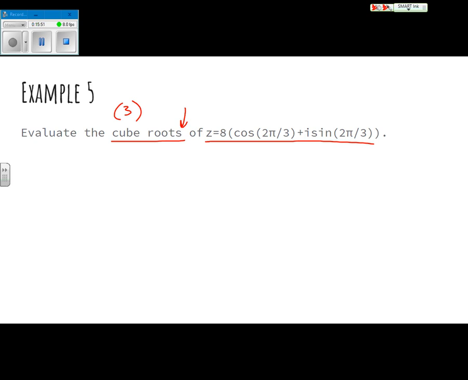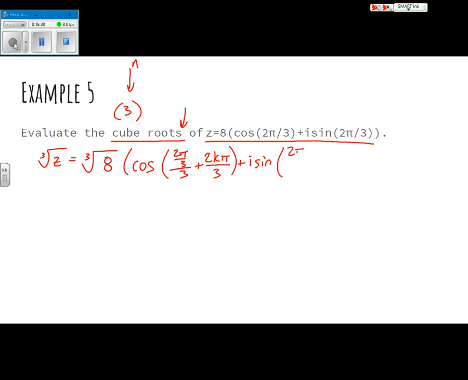Okay, so according to my formula, what I want to do is first write out a blanket as to what's going on. So I'm wanting to take the cube root of z. I'm wanting to take the cube root of that 8 out in front. And then I'm going to take the 2 pi over 3, divide it by 3. This guy right here is my n. Plus 2k pi over 3. Plus I sine, the same thing. I feel pretty confident in it.